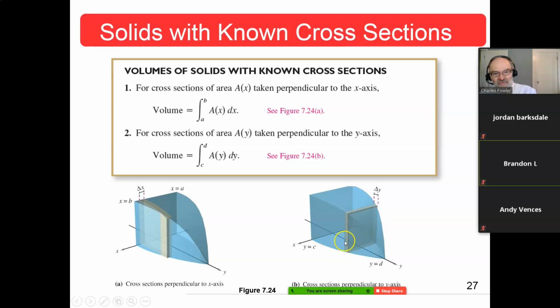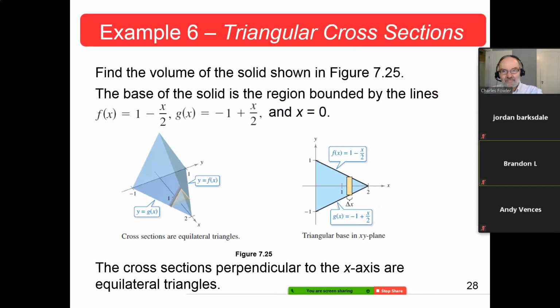This would be 0 to d with dy's. They say y is equal to c back here, but I can tell that if that's the x-axis, it's from 0 to d, if you know that cross-sectional area. Sometimes you will, sometimes you might have to calculate it, but that's the setup for the procedure we're going to follow now. So here comes example 6.